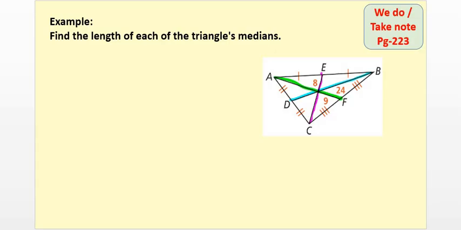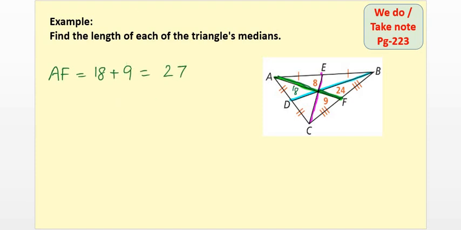So if you go for the green, it's AF. Okay, I will go with the easy way. Now look at this, how much is this one? This part of the median is 9, so how much will be the other part? Decide it in your mind. This is 9, so this part will be double of it, so it will be 18. So we can say AF will be 18 plus 9 and the answer will become 27.